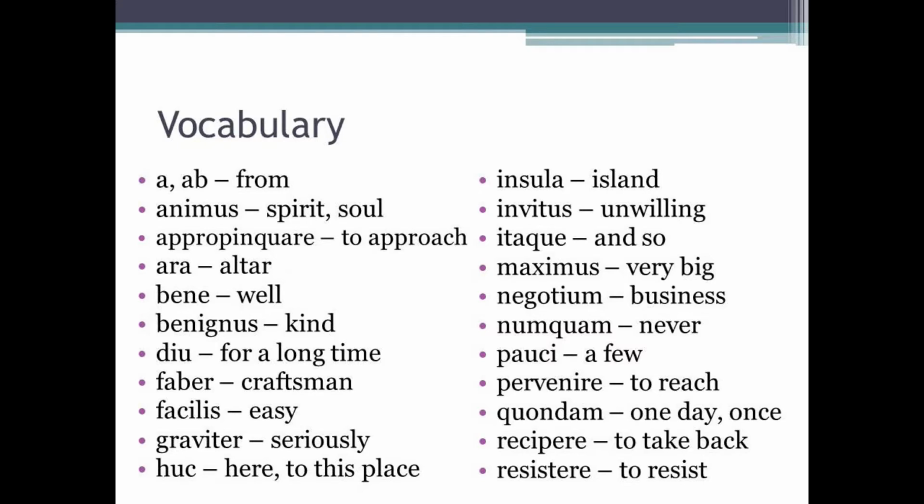Pervenire means to reach. Quondam means once or one day. Recipere means to take back, and resistere means to resist.